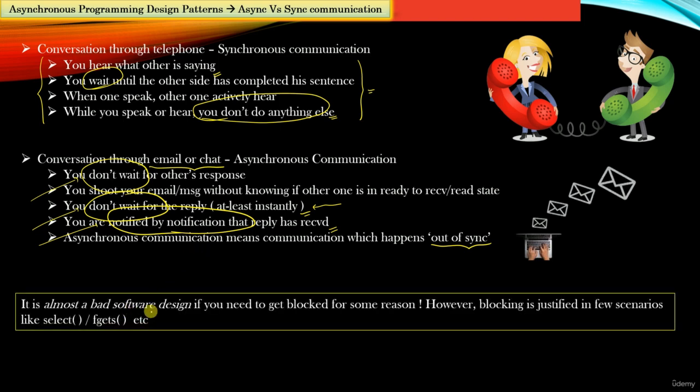It is almost a bad software design if you need to get blocked for some reason in your program. However, blocking is justified in a few scenarios. For example, your program is asking for input from the user, or your program is blocked on the select system call, waiting for a message to arrive on the sockets. Of course, it is obvious that your software needs to wait if it is waiting for someone to send a message to it, but at the same time, your software should not go unresponsive.